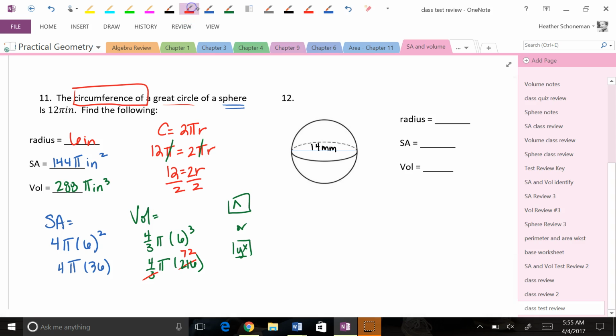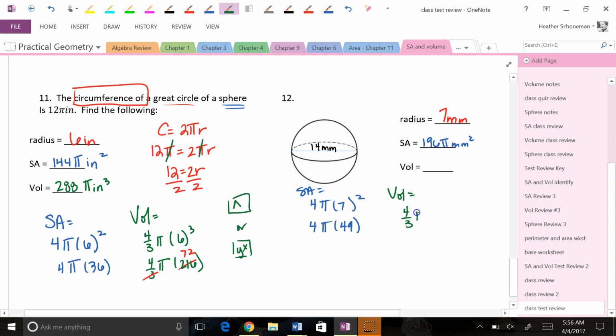Okay, let's look at number 12. They gave us the diameter, so the radius is 7 millimeters. Surface area is 4 pi times 7 squared. So we get 4 pi times 49. That gives us 196 pi millimeters squared.